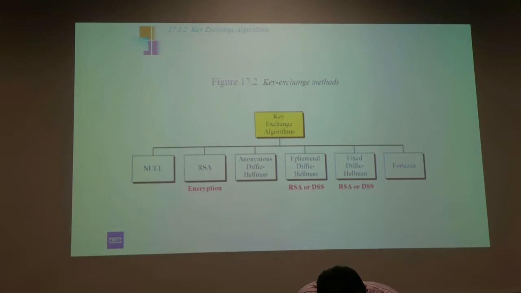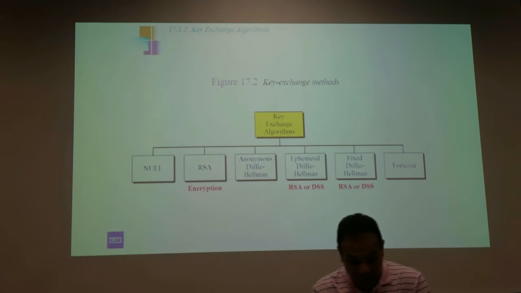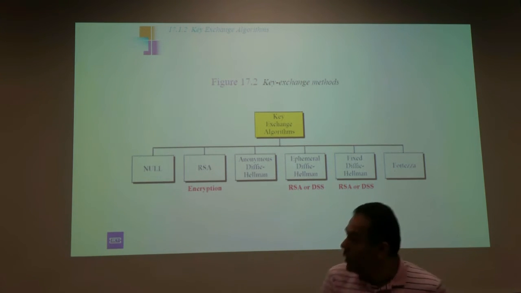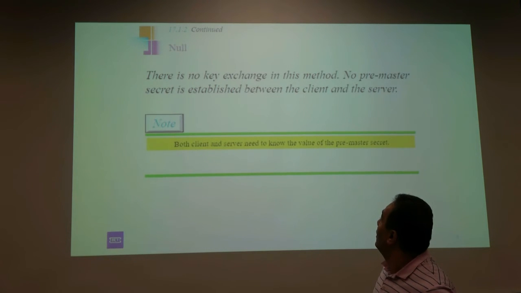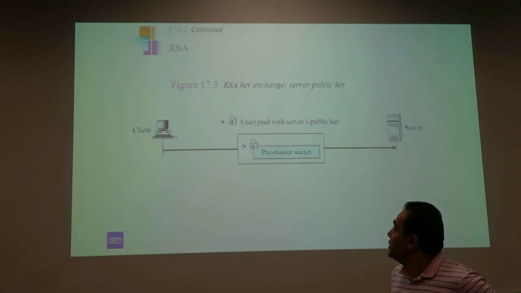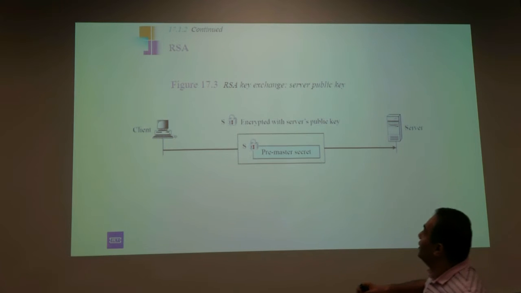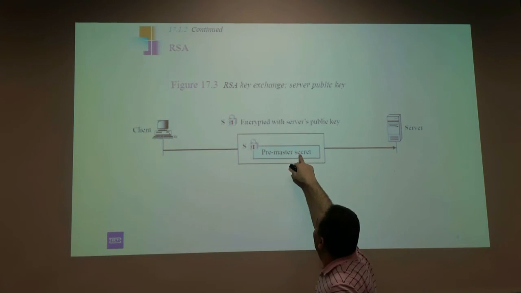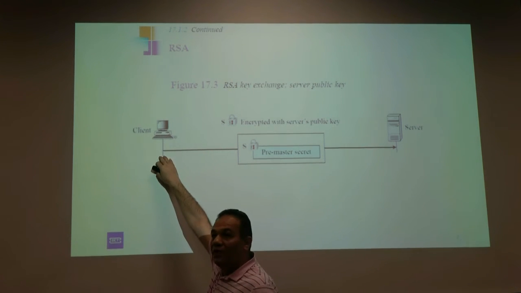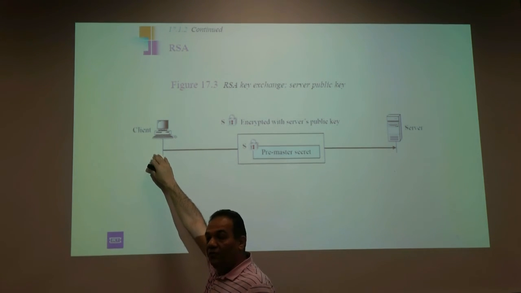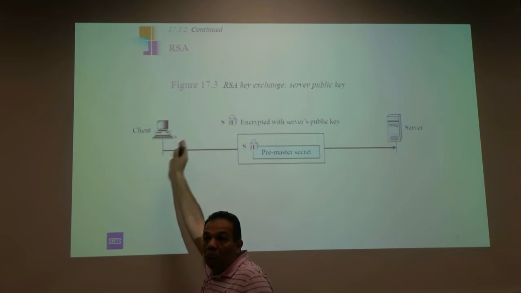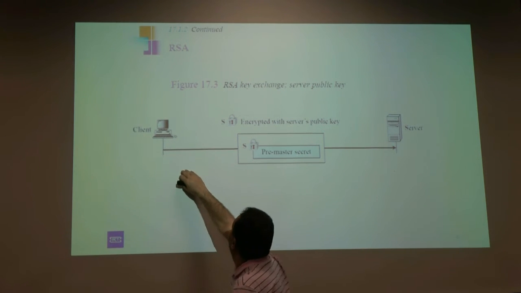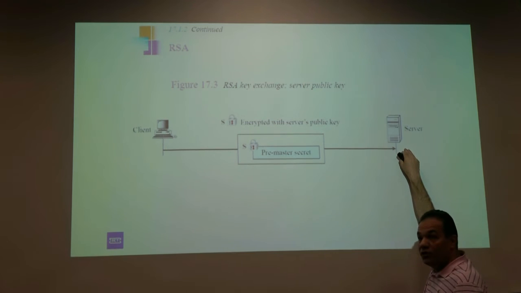In this method, the pre-master secret is a 48-byte random number. As you see here, it's generated by the client. This is the pre-master secret key. So the client generates the 48-byte random number, but it has to share it with the server.